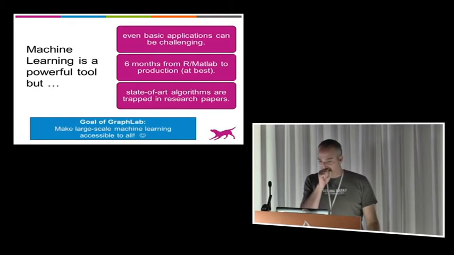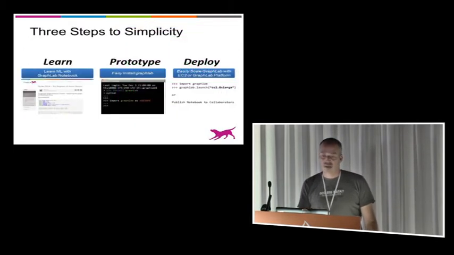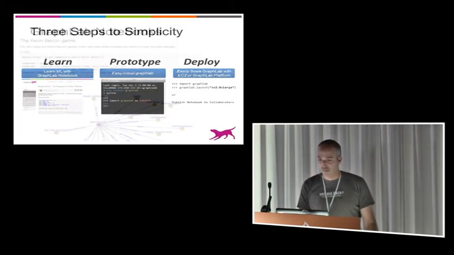So how do we do it? We have 3 steps, 3 ideas on how to do it. The first one is regarding education, to help learn and teach people to use machine learning. And the way we do it, I will explain in a second. We are using what we call a GraphLab Notebook, which I'll show an example of.